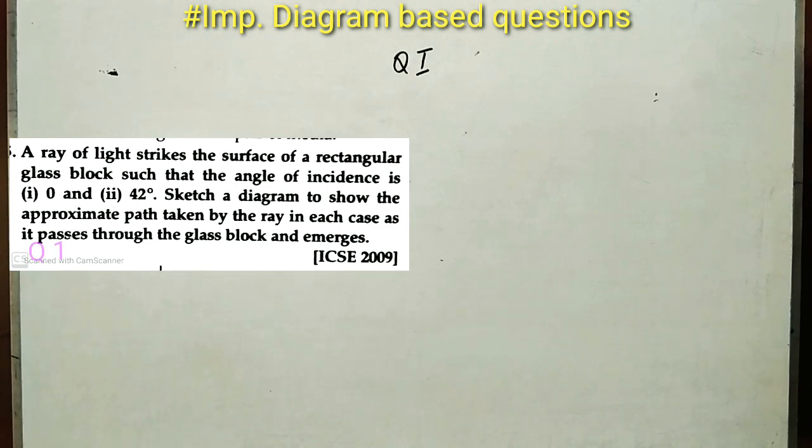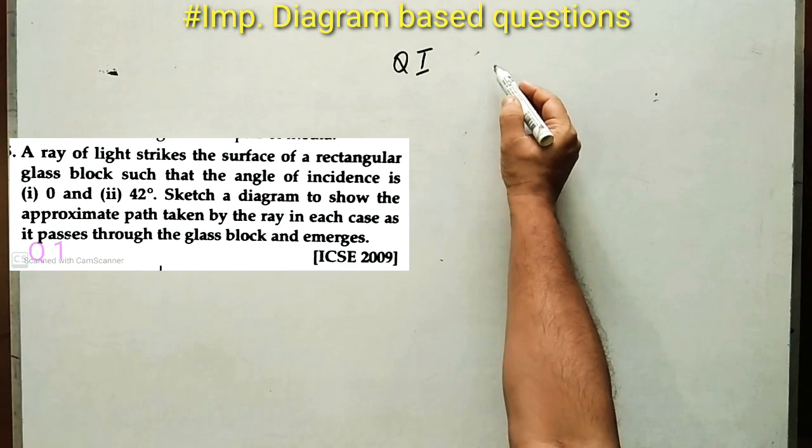Alright, let us begin. The first question is: a ray of light strikes the surface of a rectangular glass block such that the angle of incidence is first 0 degree and second is 42 degree. Sketch a diagram to show the approximate path taken by the ray in each case as it passes through the glass block and emerges.